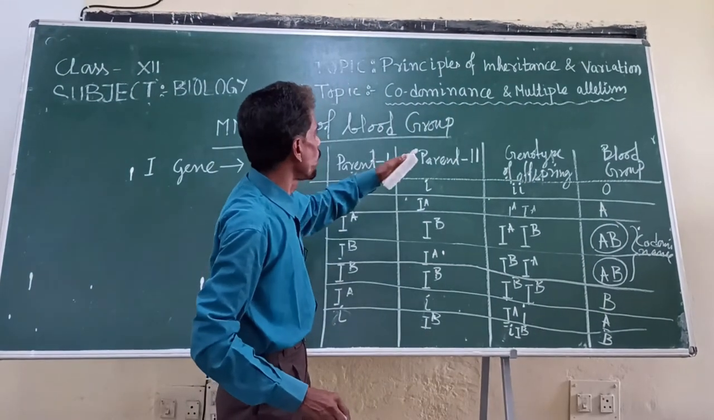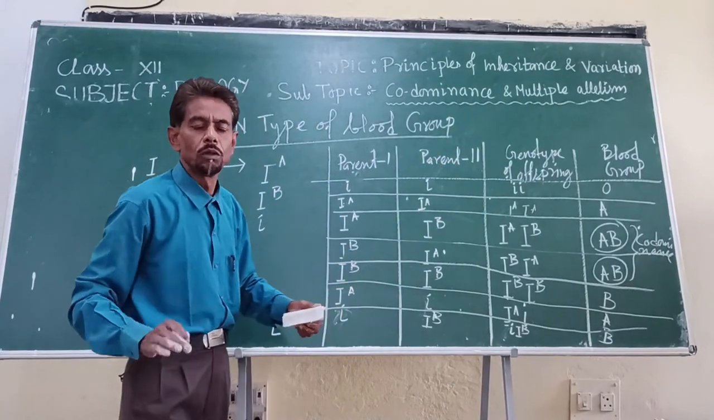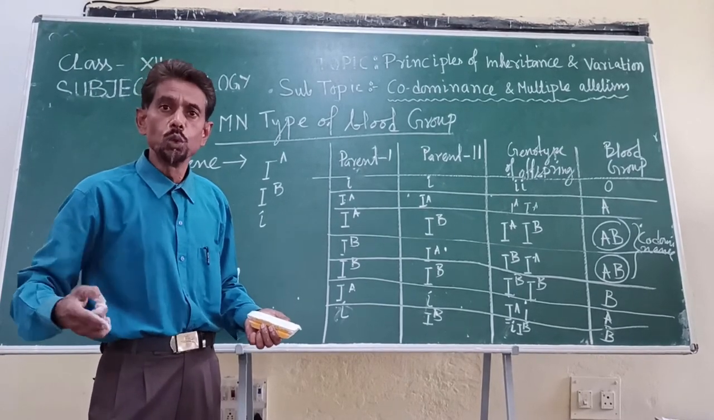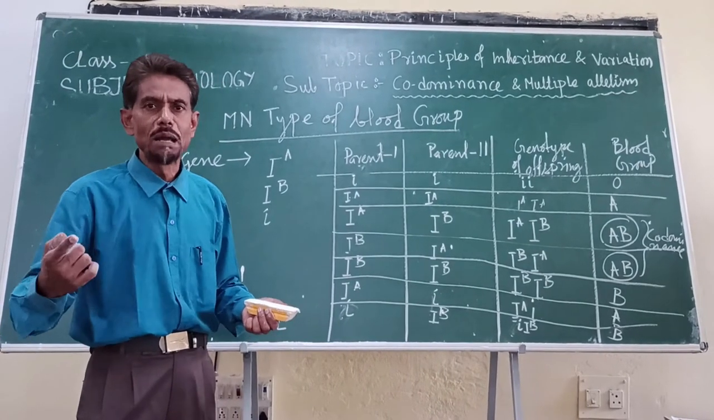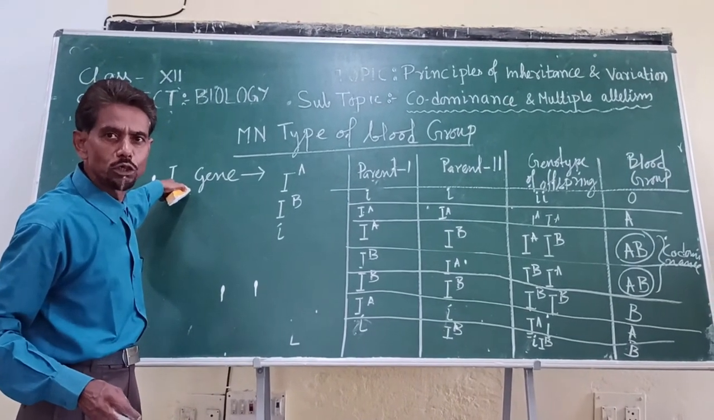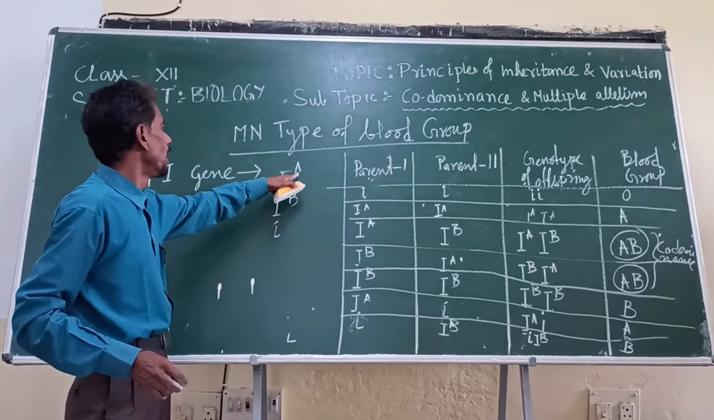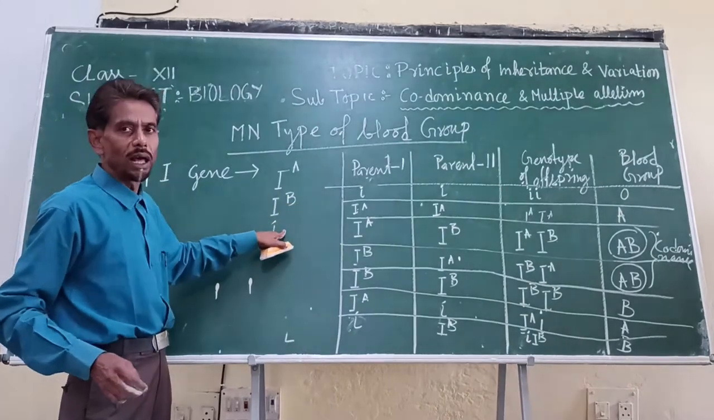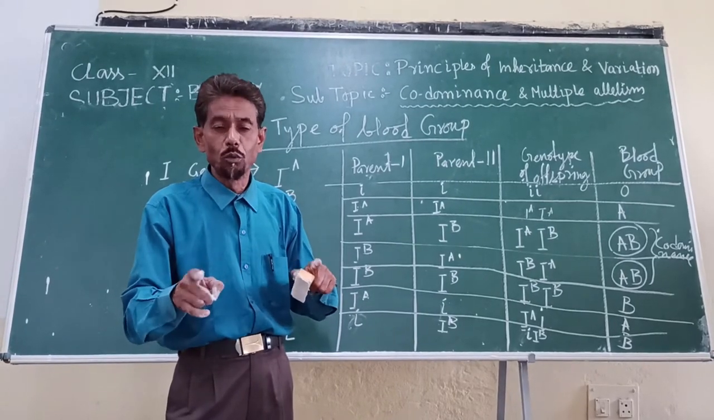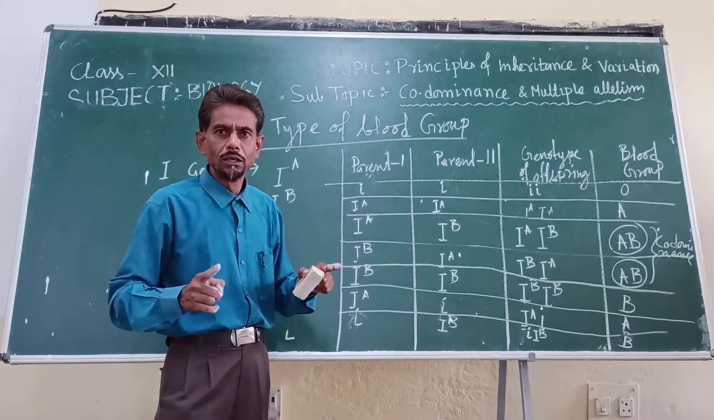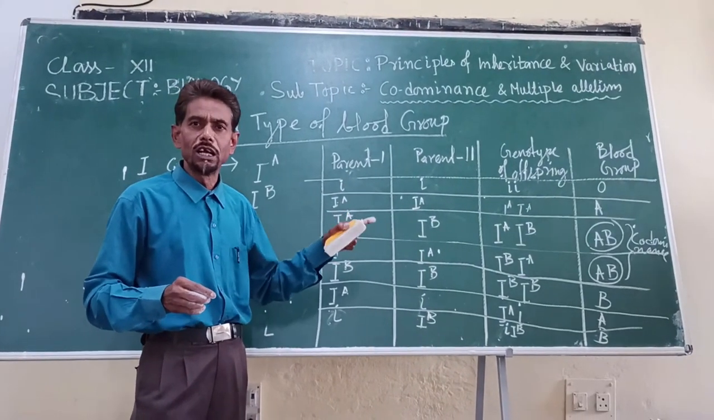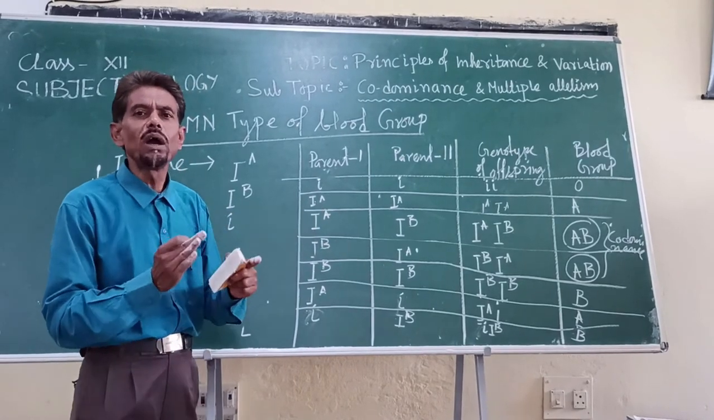It can be explained in other way also, that is multiple allelism. Multiple allelism means when the expression of a phenotype is governed by more than two alleles of the same gene. Here the I gene, which is responsible for deciding the blood grouping by producing sugar polymer, has three different alleles, I capital A, I capital B and small i. But only two alleles at a time combine to form the blood. Why? Because we are diploid human beings, so one allele is contributed by parent 1, male or female. The second allele is contributed by parent 2, male or female. So only two alleles come at a time.